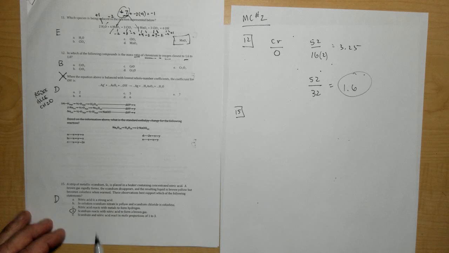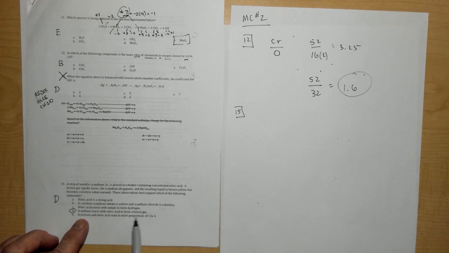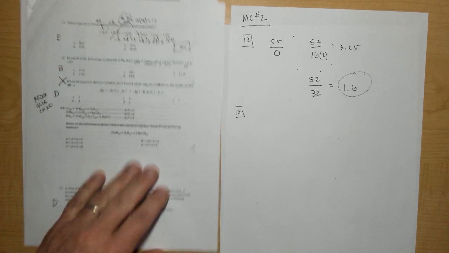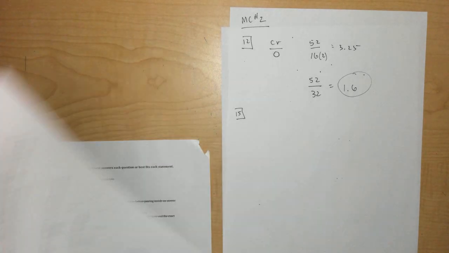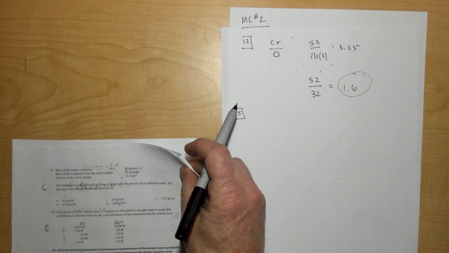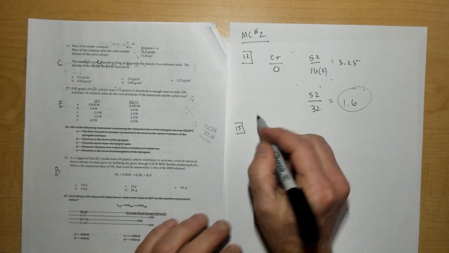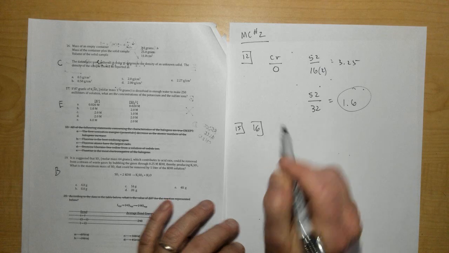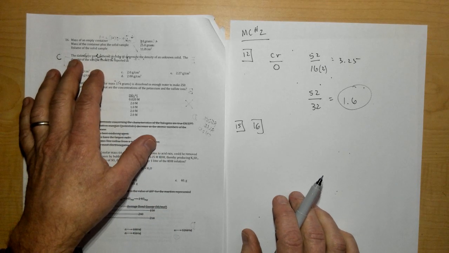And letter D does, because it says scandium reacts with nitric acid to form a brown gas, which is exactly what it told you in the question. So don't think too hard on that one. Just read the observations that they tell you and move on from there. The next one, number 16, is kind of a lab question again.